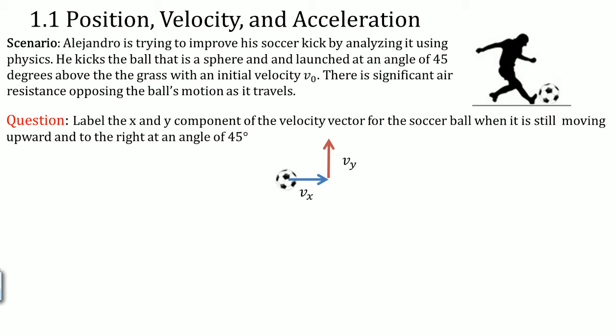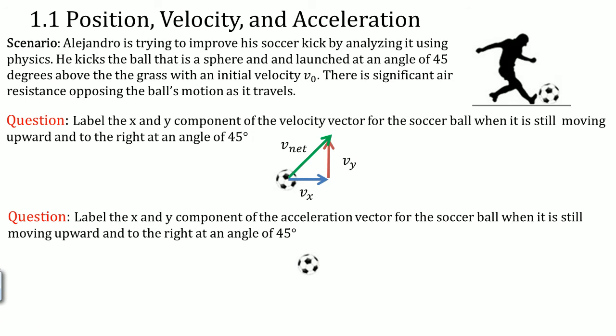If you add these two vectors together, you should get its net, which is V net. That V net, which is green, demonstrates that the object is going upwards and to the right at 45 degrees. This is unique because this is a special right triangle of 45, 45, 90.